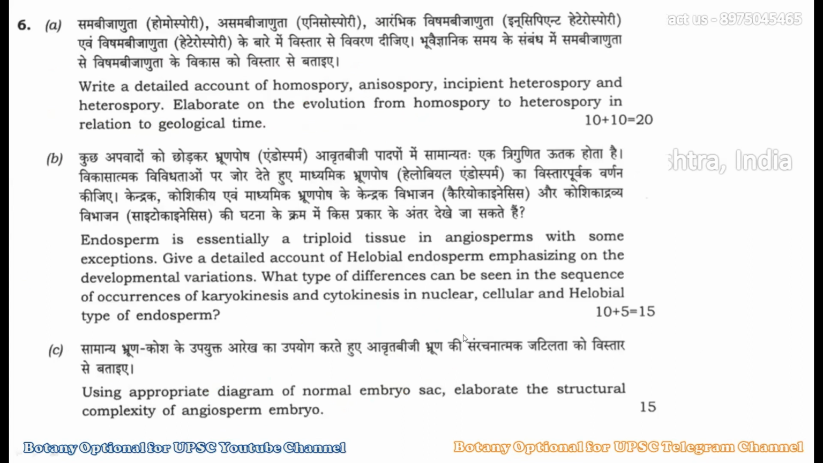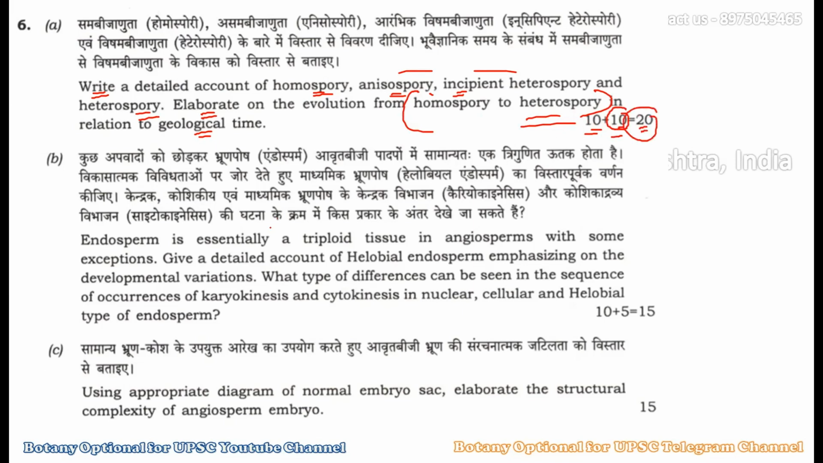Now consider the sixth question, which is an optional question, and this sixth question is divided into 3 sub questions, A, B, and C. Consider the first, write a detailed account of homospory, heterospory, and its subtypes. You have to give them, and for that you will have the 10 marks, right? Then elaborate on the evolution from homospory to heterospory in relation to the geological time, right? How the transition occurred. For giving this answer, you will have the rest of the 10 marks. So in all there are 20 marks.